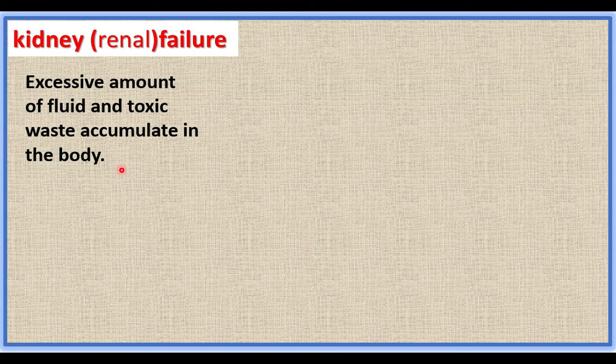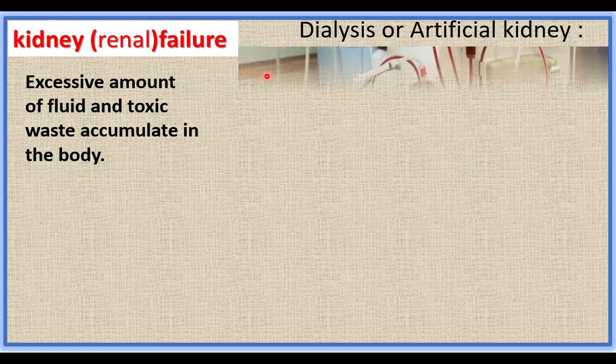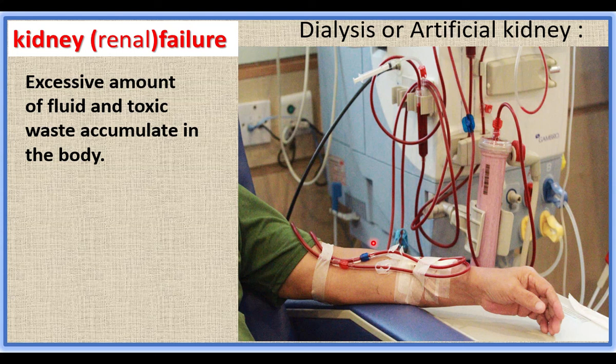the waste materials and excess water are removed from the body by a machine, by an artificial process called dialysis or artificial kidney. When the kidney is not functioning, the waste materials are removed by dialysis. The blood from the patient is collected from the hand and it flows through the artificial kidney. After filtration, the filtered blood is again sent into the body. In this way, waste materials are removed by dialysis.